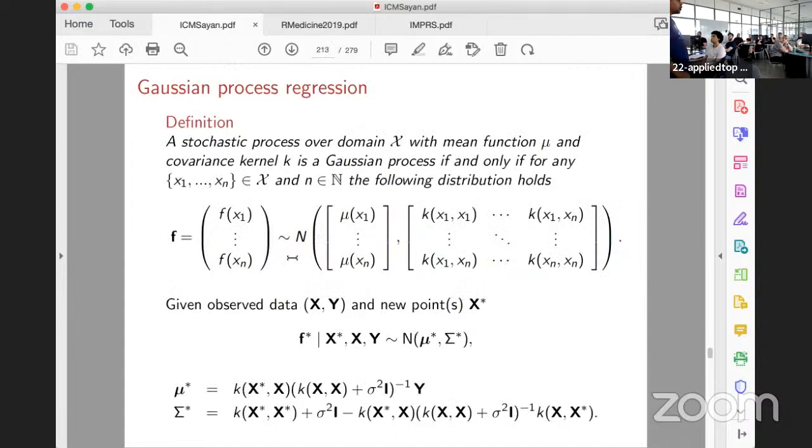How many people here know about Gaussian process regression? Okay, so we're going to spend a little bit of time doing Gaussian process regression, and we'll also play around a little bit in RStudio, and then we'll come back and we'll apply that very idea to predicting outcomes of tumors. Okay.